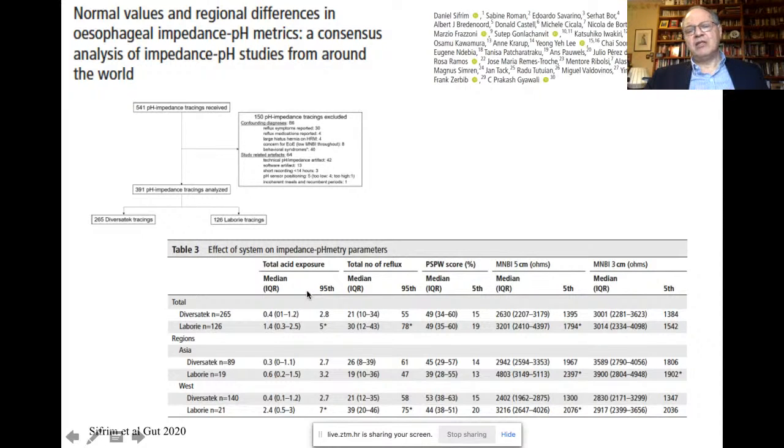We found that there are both system differences, in this case two different systems, Sandhill and MMS, and regional differences. The normal values are not the same in Asia, in the West, and within the West, in Turkey compared to Netherlands. So now we have the first largest database compiling all the normal values in the world, and every lab should now check its normal values based on the region of the world and the system used. This was published 2 weeks ago in GUT.